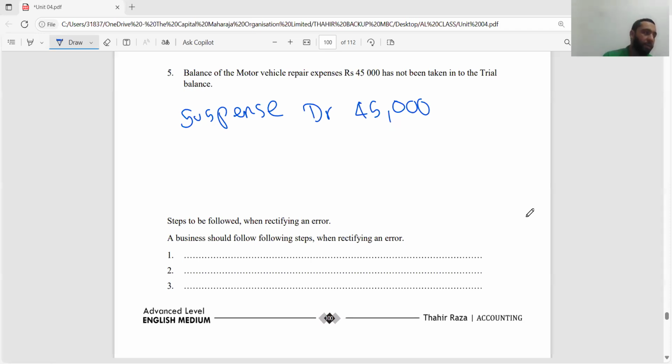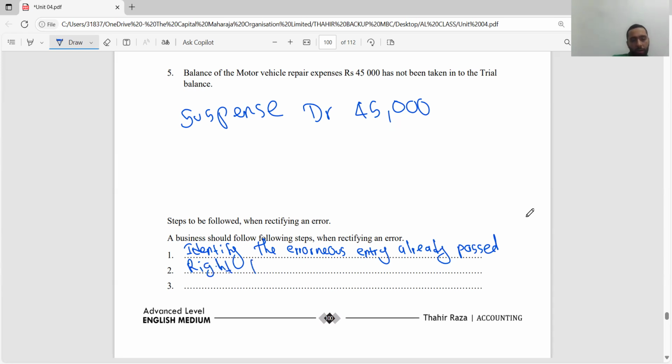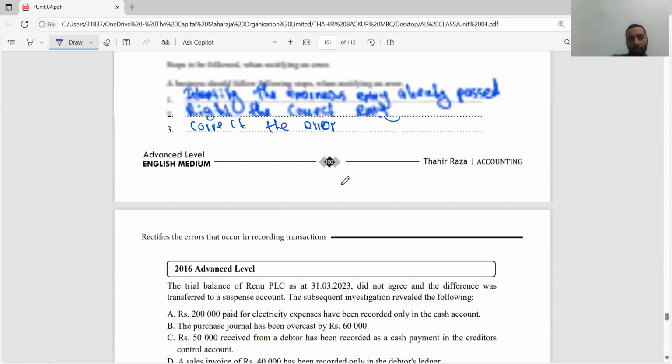Steps to be followed. What is the first step? Identify the erroneous entry already passed. That is number one. Number two, write the correct entry. And what is the last one? Correct the error. Very simple. Correct the error.